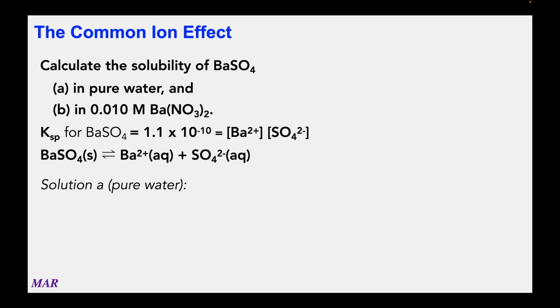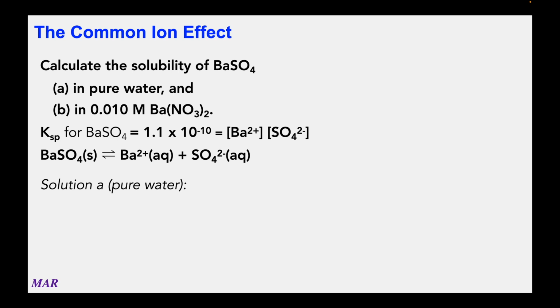So in pure water, we're just going to calculate the solubility. Solubility will equal the barium 2 plus. It'll also equal the sulfate. So what we'll do is we'll let X equal the barium ion concentration and the sulfate ion concentration. So KSP equals X times X or X squared. We'll solve for X and we're good to go.